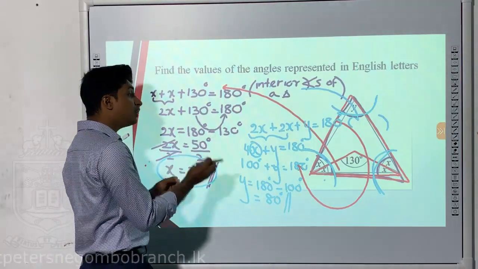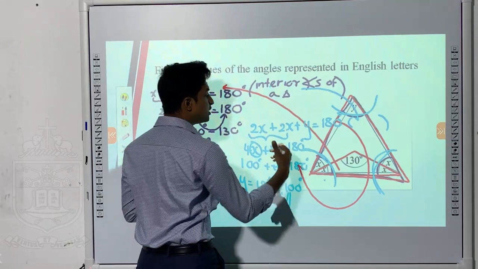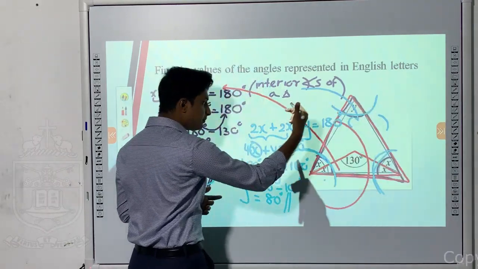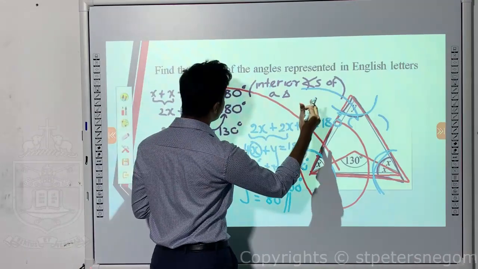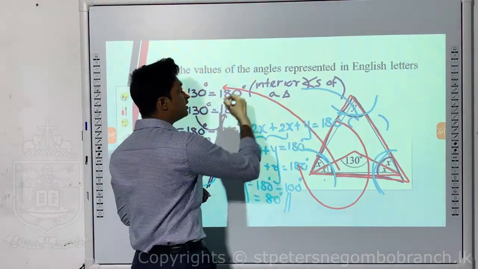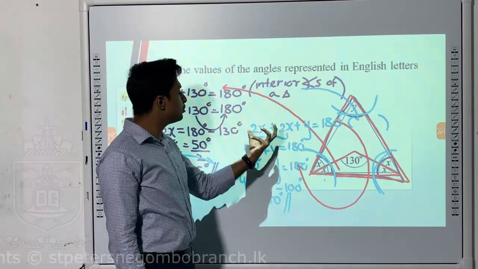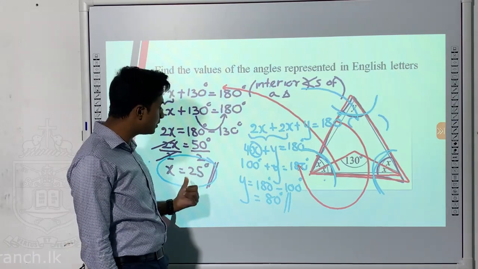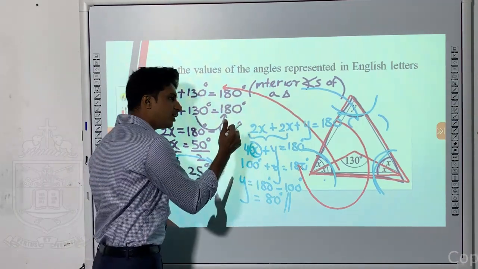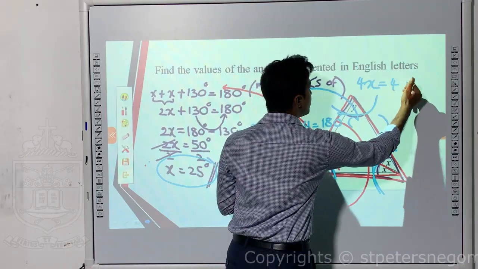From this side, now I know the value of x. Now I can select the entire triangle. So this is going to be 2x plus y. So 2x plus 2x is going to be 4x. 4x plus y is going to be 180, again because of interior angles of a triangle. Then x is going to be 25, we have already found that. So instead of x, I can write 25. That is how I got it, okay? 4x is going to be 4 times 25.